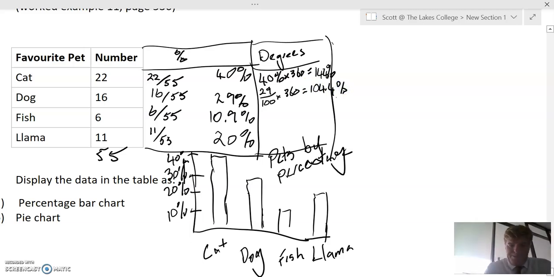The fish, so 10% of 360 should be around 36 degrees, just a little bit more than that, so 10.9 divided by 100 multiplied by 360 equals 39 degrees. We'll just put 2 0 different places this time. Last one, 20%. 20% is 72 degrees.